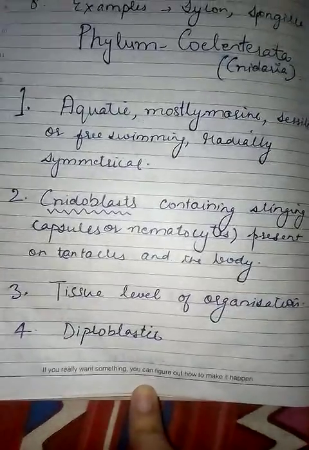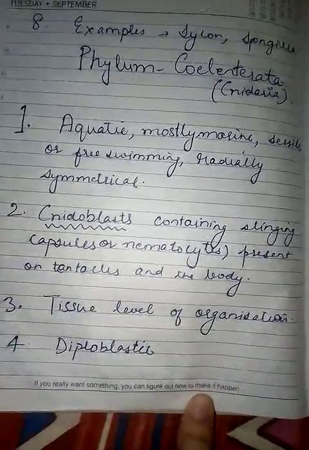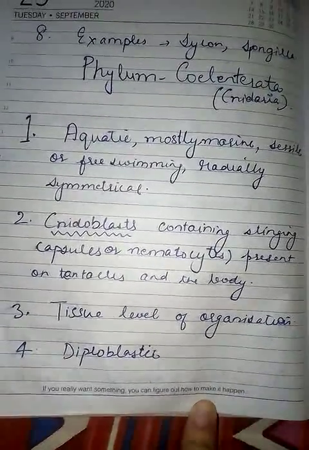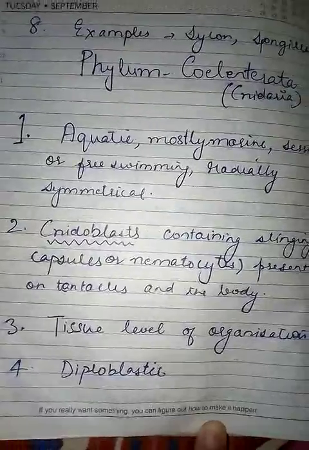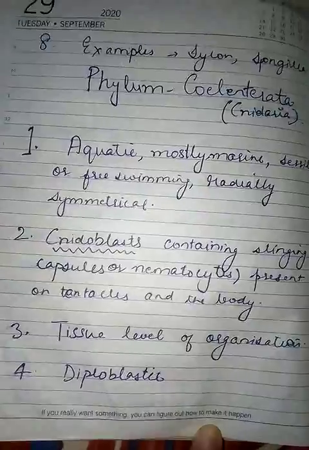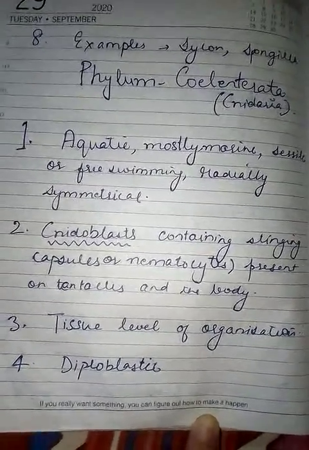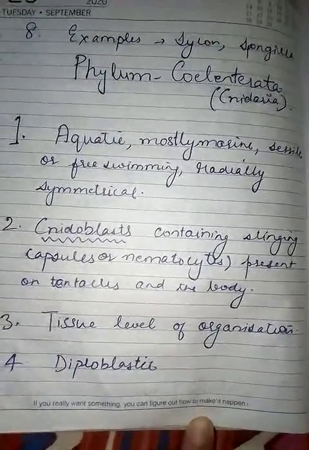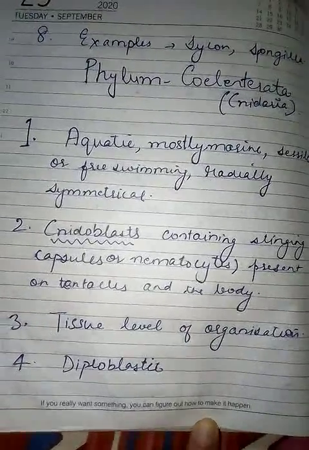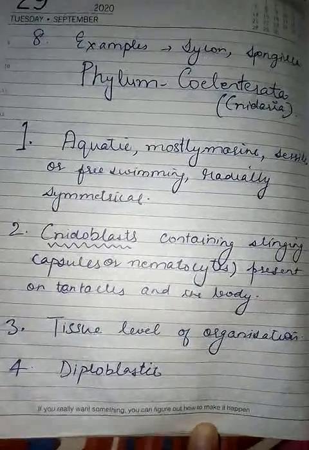Second is cnidoblasts. Cnidoblasts containing stinging capsules or nematocysts are present on tentacles and the body. What are tentacles? Tentacles are long flexible organs. Cnidoblasts containing stinging capsules are an important feature of Coelenterata. They exhibit tissue level of organization, whereas sponges have cellular level of organization. In Coelenterata, it is tissue level of organization.